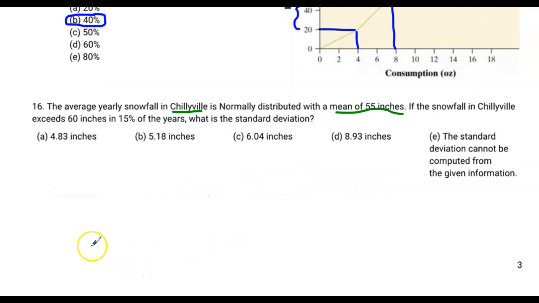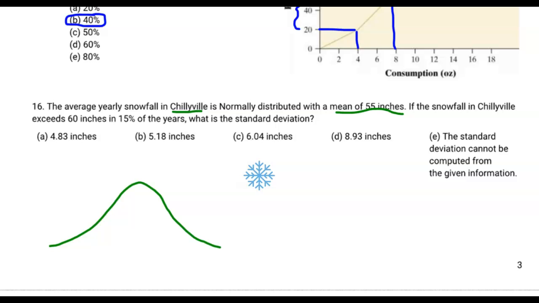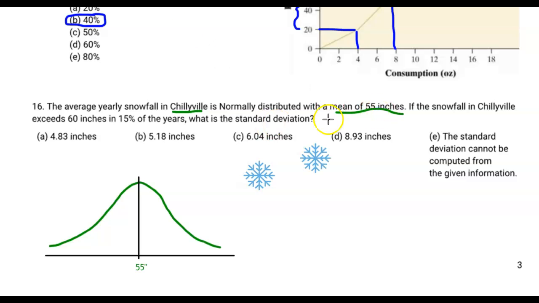Okay, let's try to figure this out by looking at a normal distribution. Here's the normal distribution. Here's the snow in Chillyville. Oh, so chilly. And what we're able to do is draw at least one line on this normal distribution. We know that the mean is going to be 55 inches. Like I said before, we do not know the standard deviation, but it says the snowfall in Chillyville exceeds 60 inches. So let's put another line for 60 inches. It exceeds 60 inches in 15% of the years, so let's shade this portion, which is exceeding 60 inches, and label it as 15%.